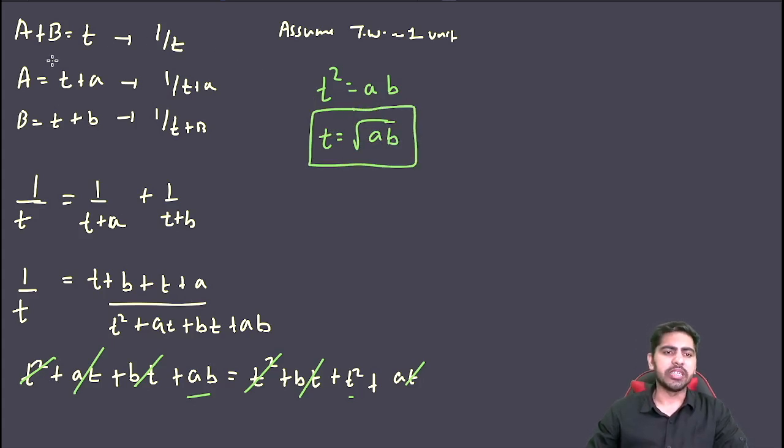So if A plus B take T days, and A alone takes T plus A days, and B alone takes T plus B days, then the time taken by A and B together is given by the root of the product of the extra days taken by A and B respectively. That is, root of A into B.